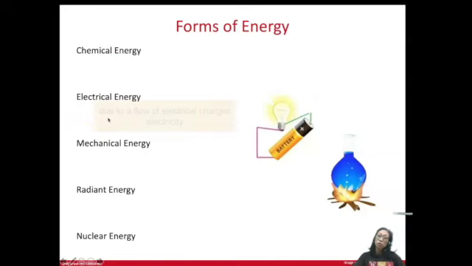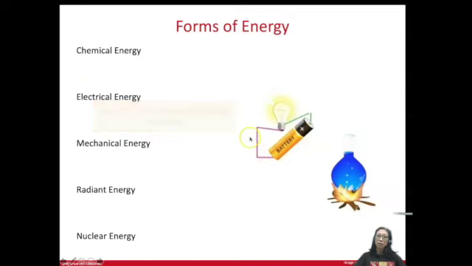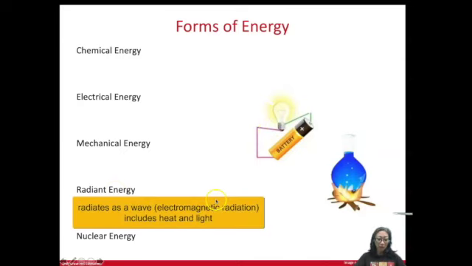Electrical energy is due to a flow of electrical charges. So this would be an example of a flow of electrical charges. This battery, which we'll look at batteries in a coming lab, produces the flow of charges. That's the electricity to supply this, which is going to be light energy, and light is a form of radiant energy.